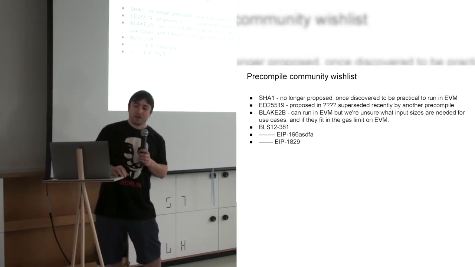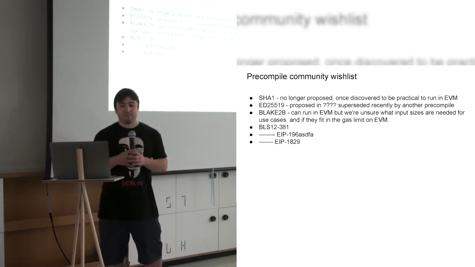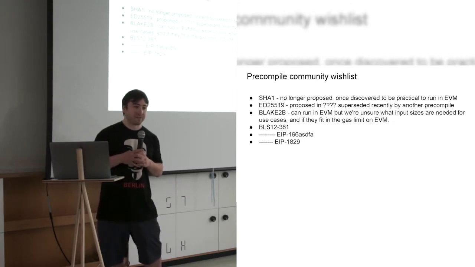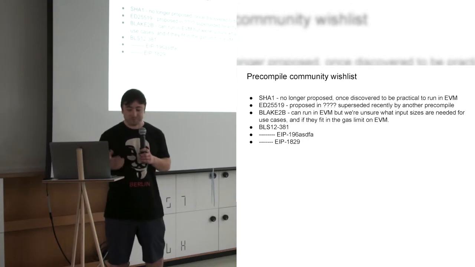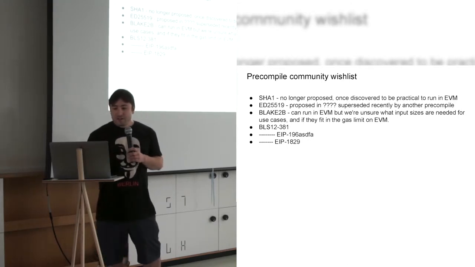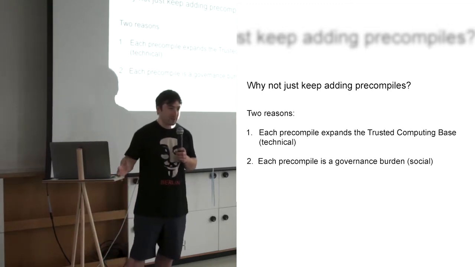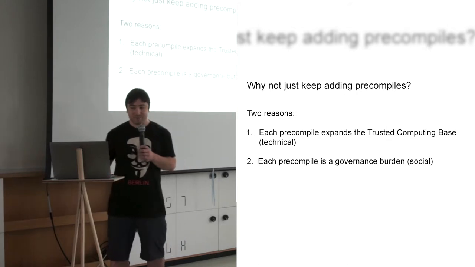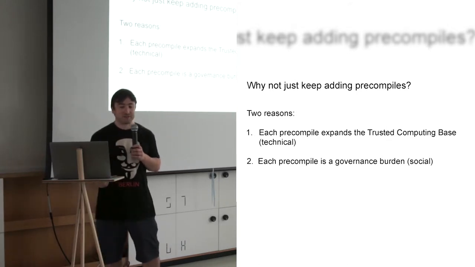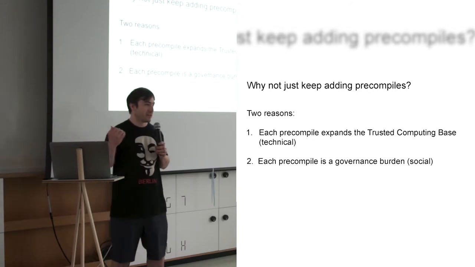But I guess in general, the point is most precompiles that people want are related to cryptography and big number cryptography. Hash functions are one of the exceptions that people want that aren't cryptography. Anyway, so why are precompiles a problem? Why don't we just keep adding more precompiles? So there's 2 reasons, a technical and a social.